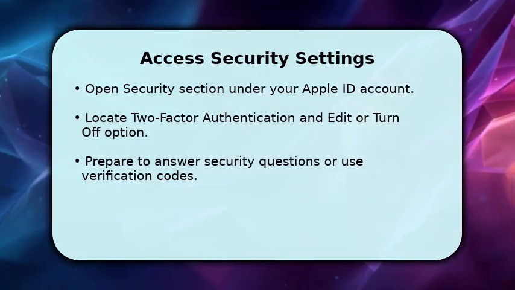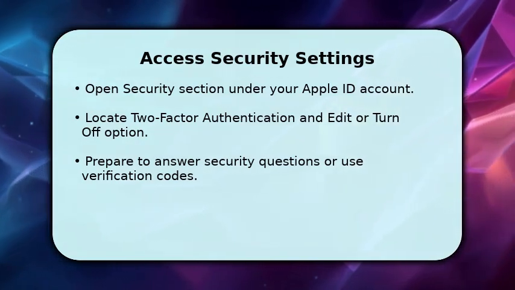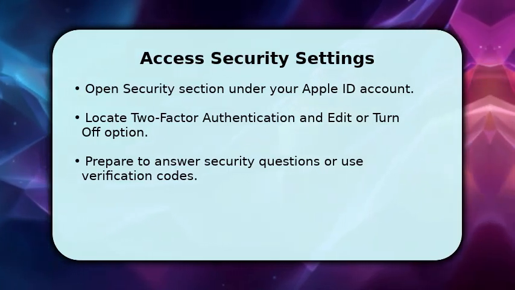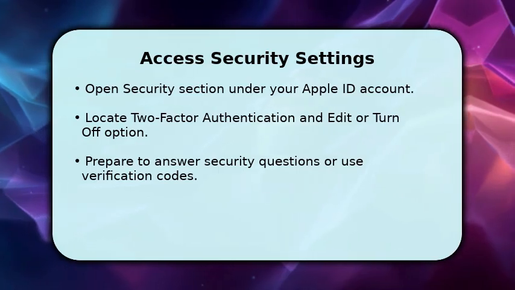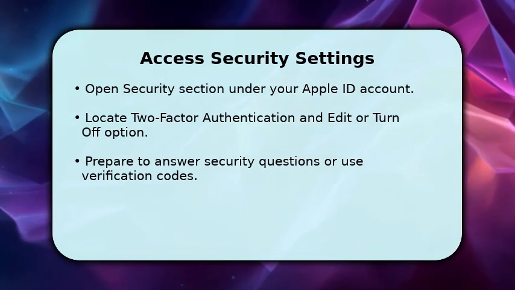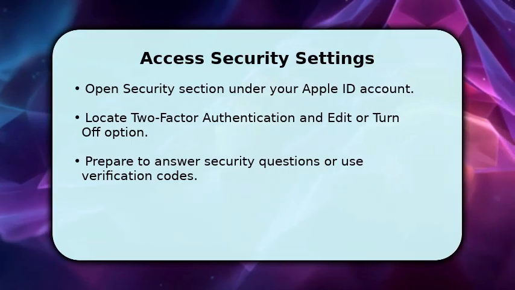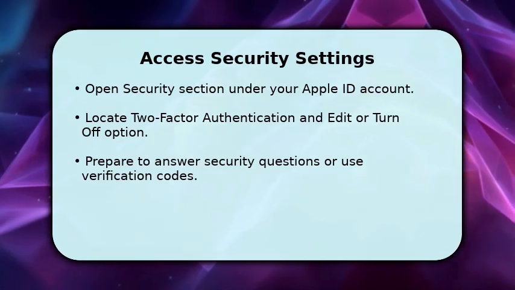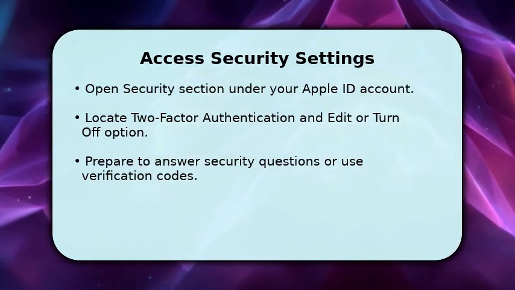Look for the two-factor authentication panel. If Turn Off is available, click it and follow prompts. Apple will ask why and require verification codes to proceed. If Turn Off is not offered, you'll see notes explaining it can't be disabled for accounts created recently or with certain features enabled. That's intentional for safety.